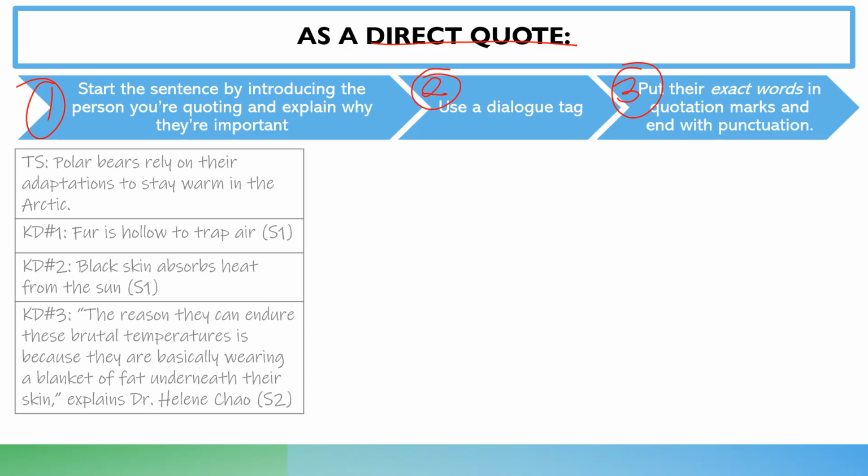So let's look at an example yet again. Let's start with that same key detail number 1 about how their fur is hollow. So I'm going to start by introducing Sari Firth and who she is in this situation. So I've got Sari Firth, an author for National Geographic magazine. So I'm telling you who she is. She's not a scientist. She didn't go live with polar bears and study them. She's an author. So she did research and she's sharing that research with us.